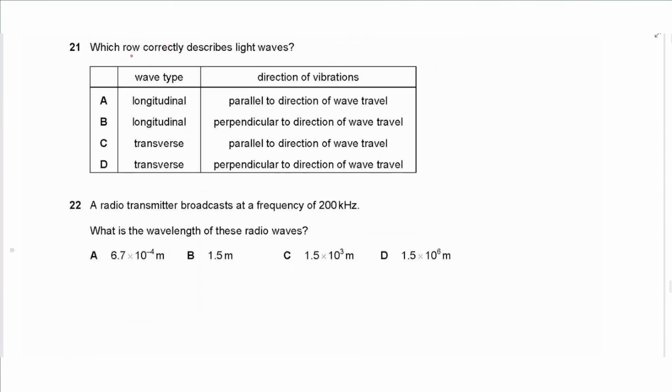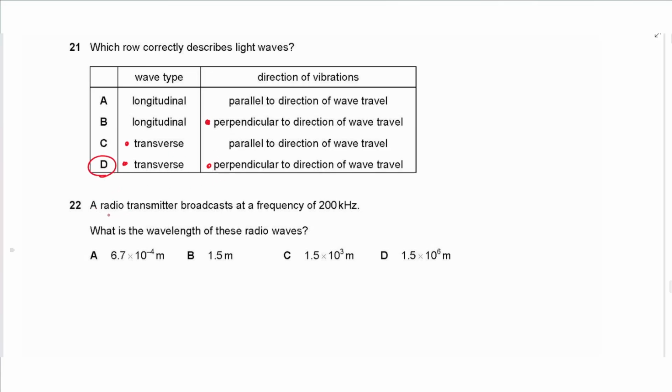Question 21 says, which row correctly describes light waves? They are transverse waves, and in transverse wave, the direction of vibrations are perpendicular to the direction of the wave travel. So the answer is D.